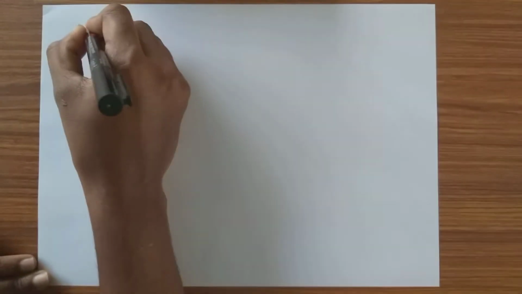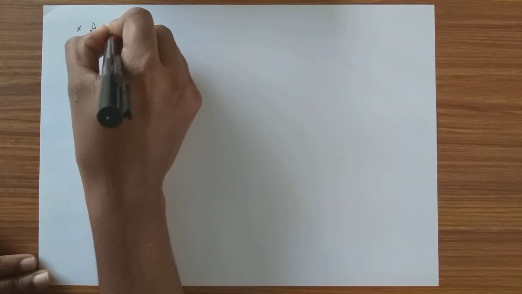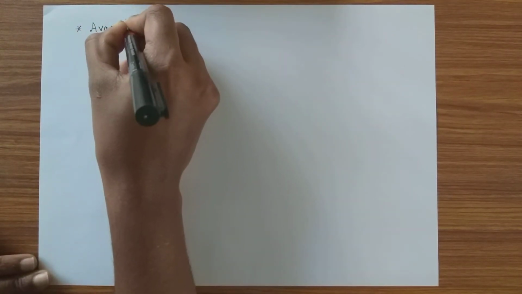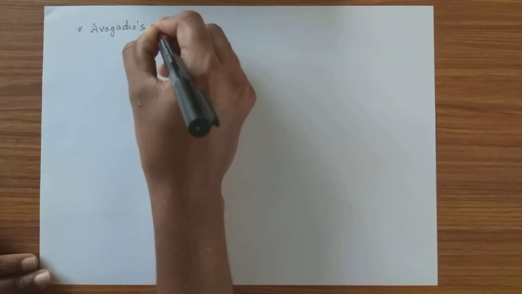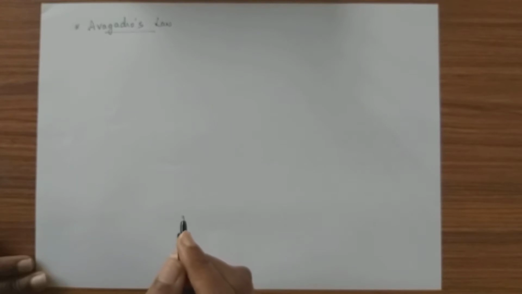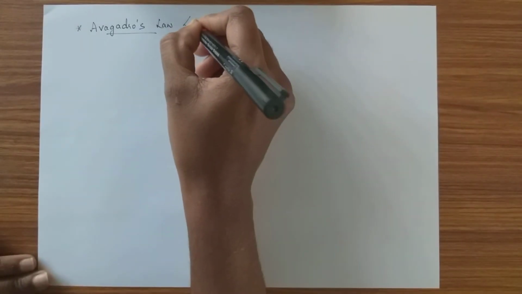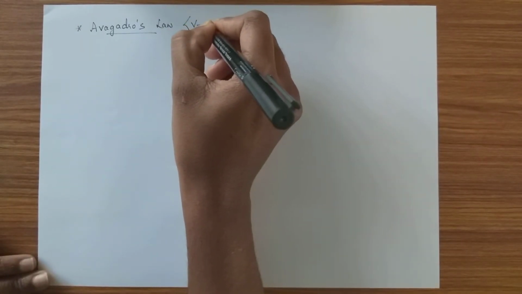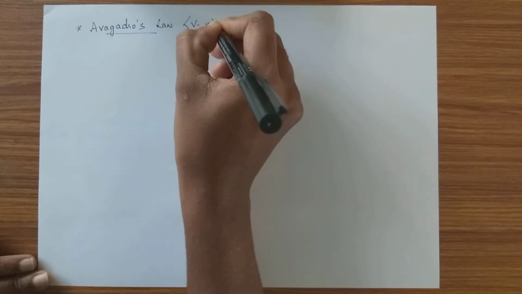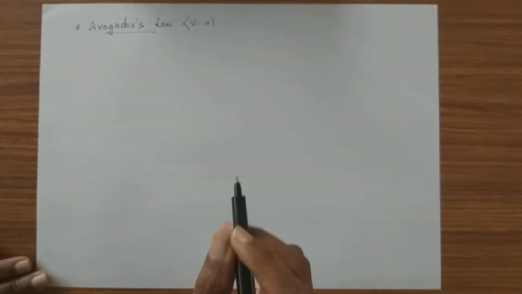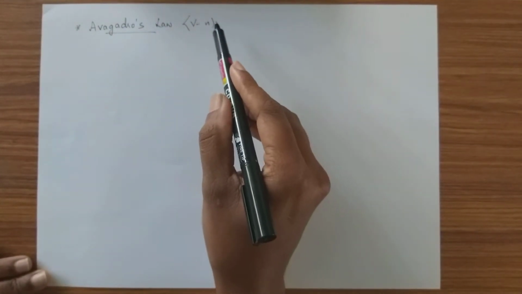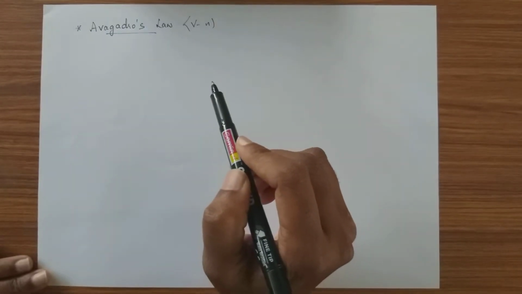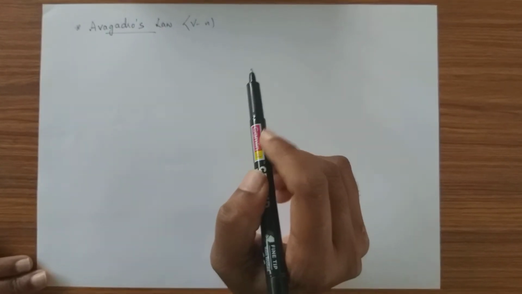Students, coming to the next law, that is Avogadro's law. In the last class, we learned about Gay-Lussac's law, Boyle's law and Charles' law. Now we have Avogadro's law. It is a volume and amount relationship. V refers to volume and N refers to amount.